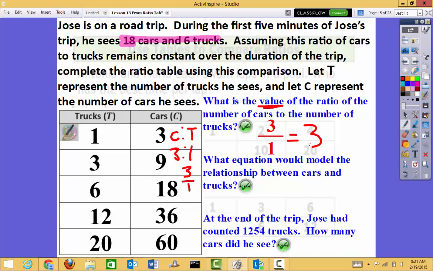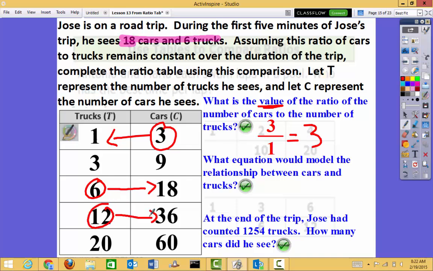What equation would model the relationship between cars and trucks? Well, I have several of them. So how do I get from cars to trucks, or trucks to cars? Either one's fine. So I'm going to do the simple one first. How am I getting from my left side to the right? Well, I'm always multiplying by 3. So my relationship is going to be my trucks times 3 equals cars.